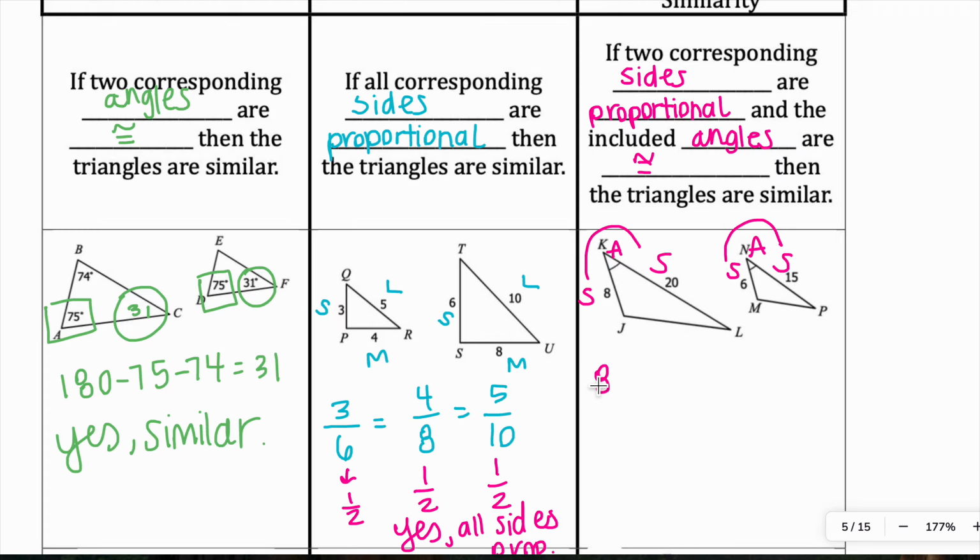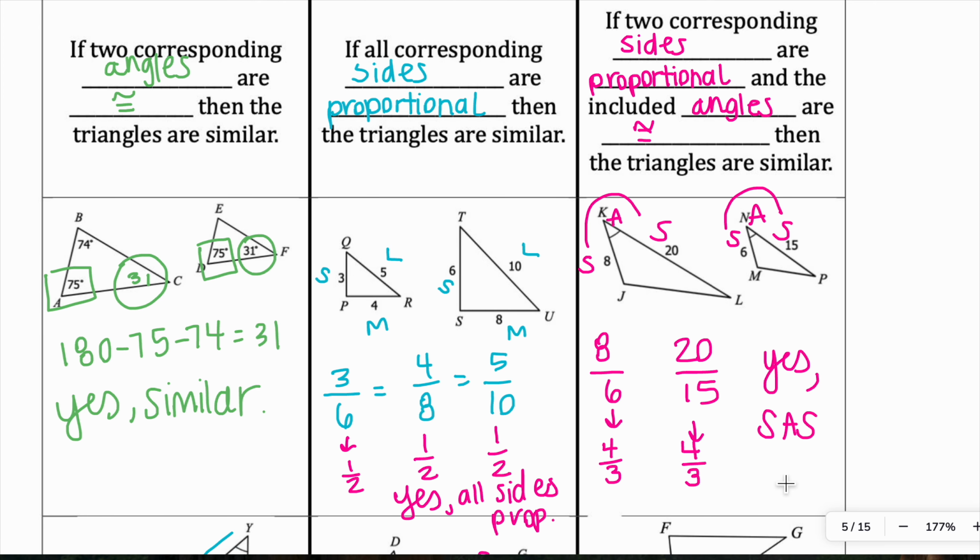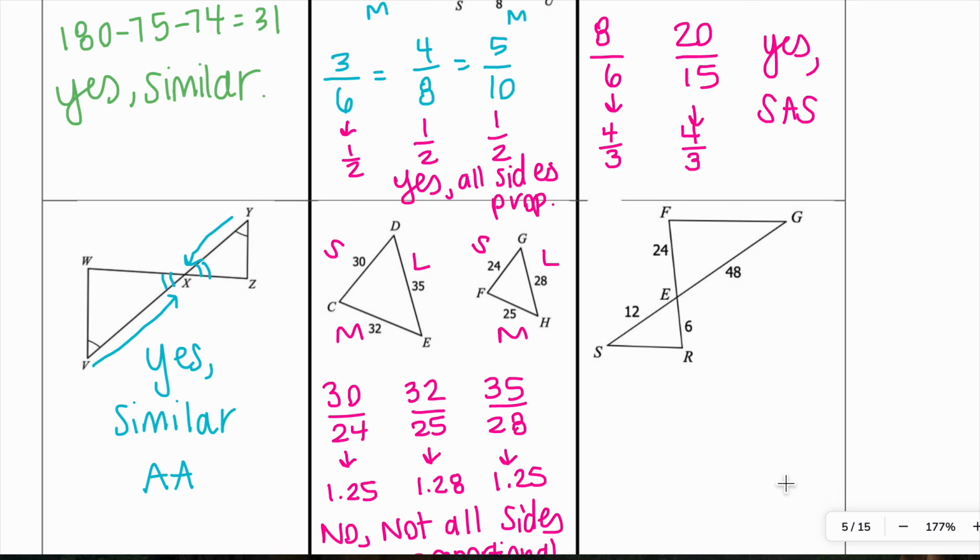So I would set this up as 8 matches to 6 and 20 matches to 15. 8 over 6 can be reduced to 4/3, and 20 over 15 can also be reduced to 4/3. So we could say yes due to side, angle, side. I have that matching congruent angle plus some proportional sides.